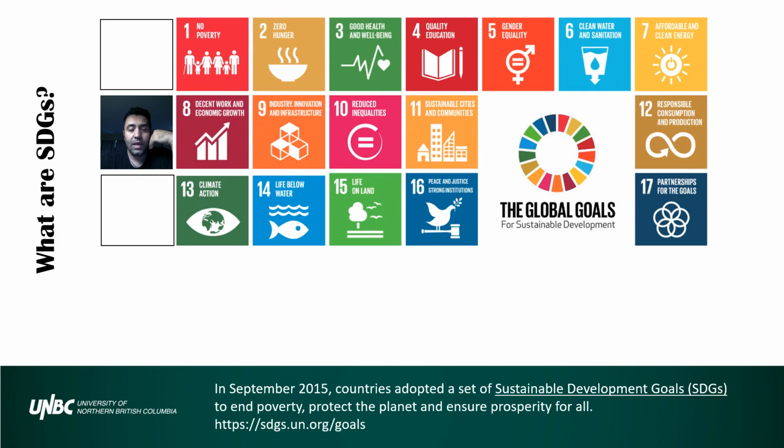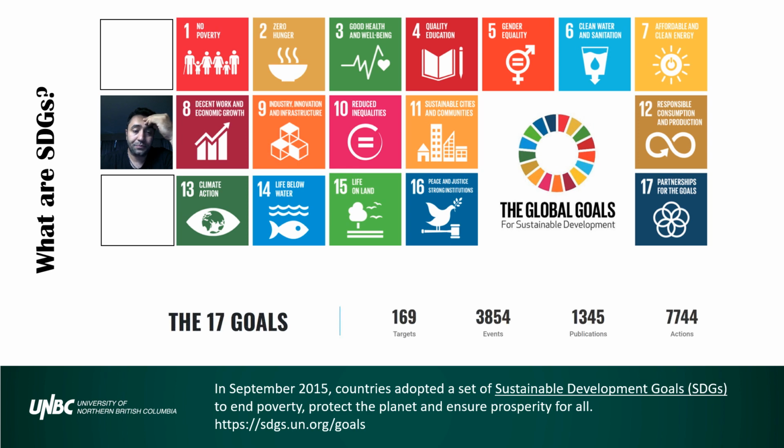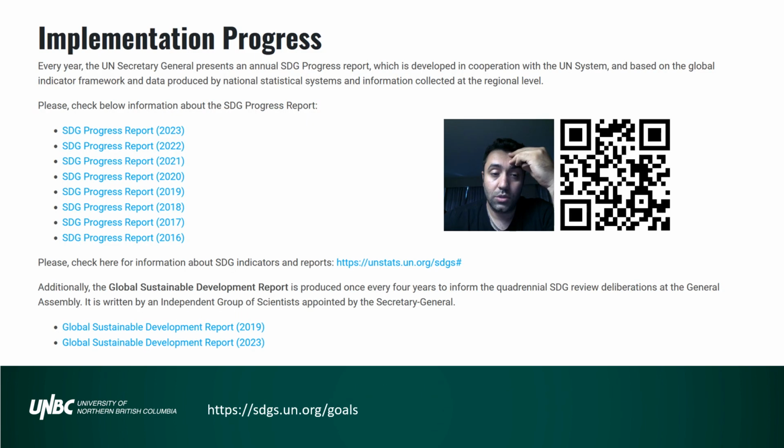What are the SDGs? SDGs are 17 goals that are defined by countries to be reached by 2030, and they were defined in September 2015. And actually more than 169 targets are defined, as well as more than 7,000 actions for reaching these goals.